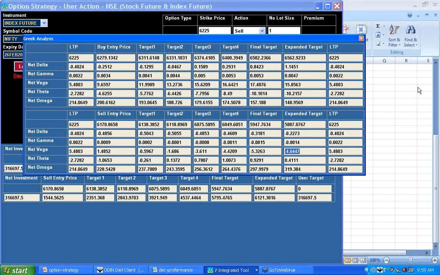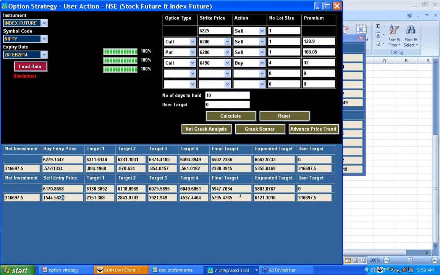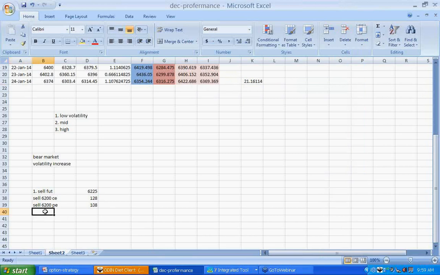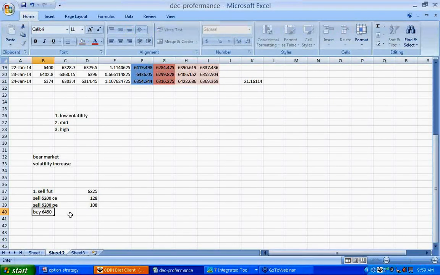Beyond that, don't manage it. If you bring it to 0, what happens? In the downtrend profitable part, you will sacrifice more. So this is a strategy. You can buy the 6450 call option, just 4 lots.